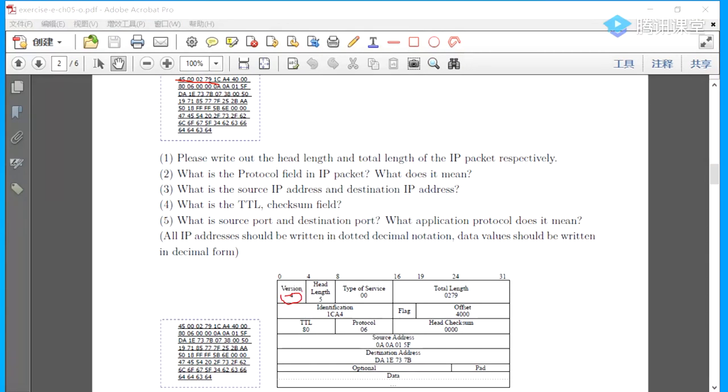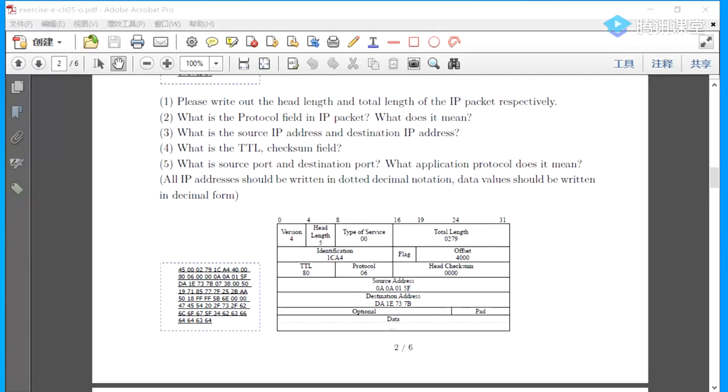4, 5, 0, 0, 4, 5, 0, 0, 0, 2, 7, 9, 0, 2, 7, 9, 1, CA 4, 4, 0, 0, 0, etc. We filled this information into the format of the IP header.